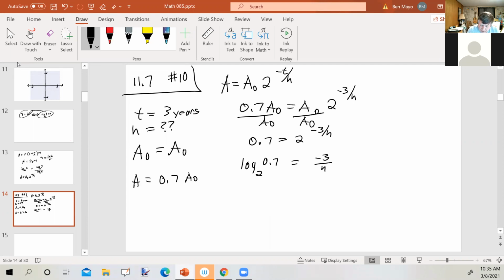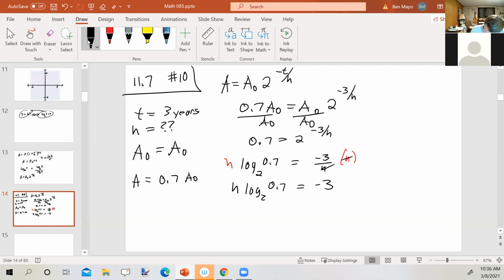All right, so I need to get h by itself, and it is in the denominator. So I'm going to multiply both sides of the equation by h. On the left side, I get h log base 2 of 0.7. On the right side, I get -3.